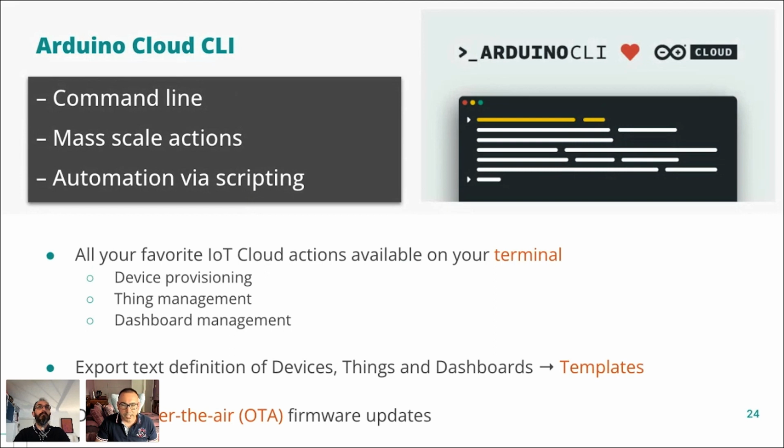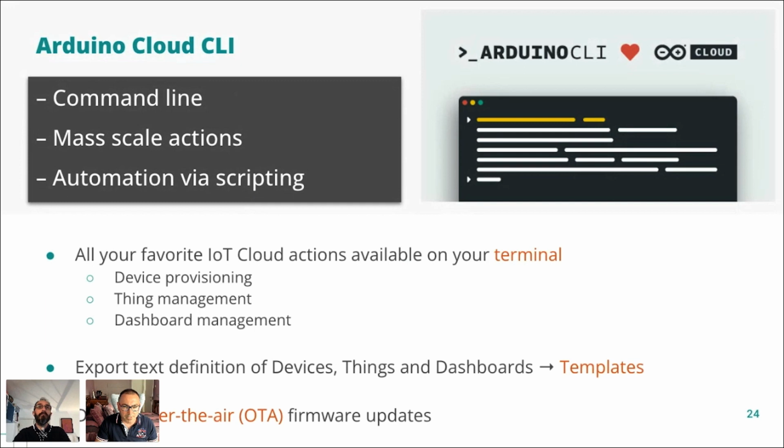One of the key features of the Cloud CLI is the ability to download templates of the dashboards, devices, and things in different text formats, such as JSON or YAML. This allows you to modify them, create copies of the entities with some of the properties changed, and import them again to the cloud. So that makes it easy to upload, to create new entities in the cloud and create slightly modified replicas of items. You also have the ability to deploy over-the-air updates to one or multiple devices.